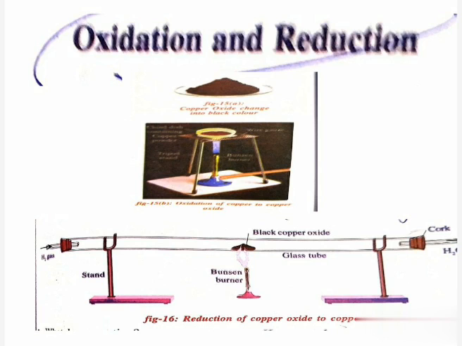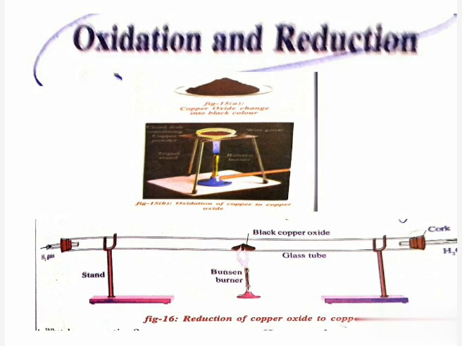Copper is combining with the oxygen present in the atmosphere. It will form copper oxide. Here oxygen is added to the copper, that is, oxygen is gained, and it forms copper oxide. So it is one of the examples of an oxidation reaction.